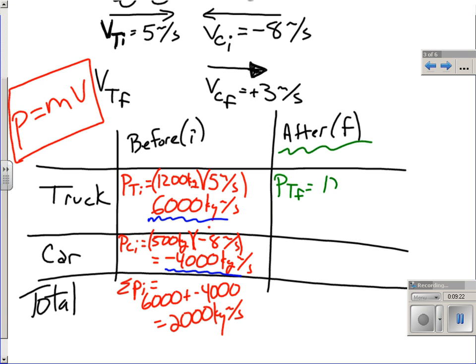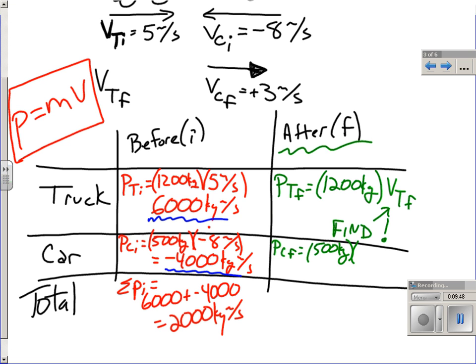Okay? So I'm going to take the 1,200 kilograms, that's the mass of the truck, and multiply it by the velocity of the truck final, because that's what I'm looking for, right? So this is what I'm trying to find. All right? The momentum of the car I can find now. The momentum of the car final is just the mass of the car, 500 kilograms, times its velocity, 3 meters a second, and it gives me 1,500 kilogram meters per second, right?